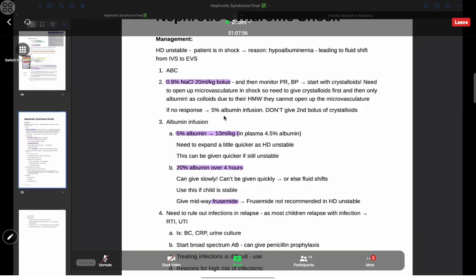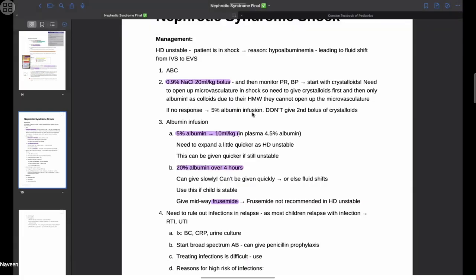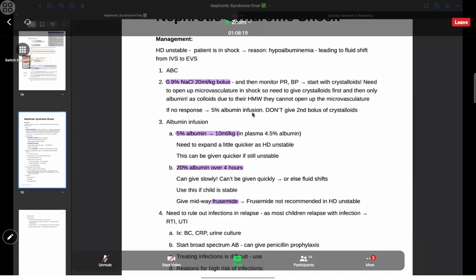5% albumin, within how many hours do you have to give it? You have to give it quickly. They didn't give a specific time, but you need to give it soon. I think there is no specific time as such, but we give it quickly at that stage. I don't exactly remember if there's a specific time, but what he said was you have to give it quickly. And when you are giving it like 10 ml per kg, they mean dilute it in the saline and give it as a bolus.